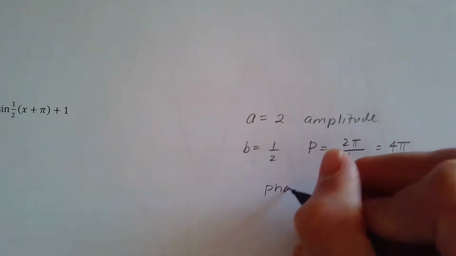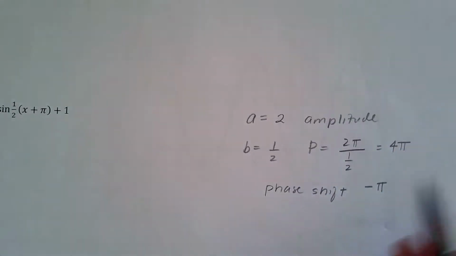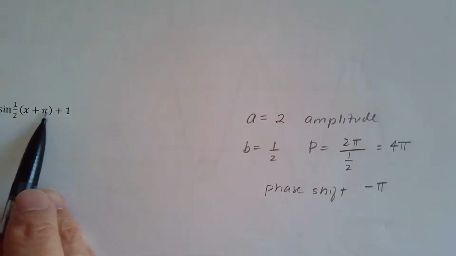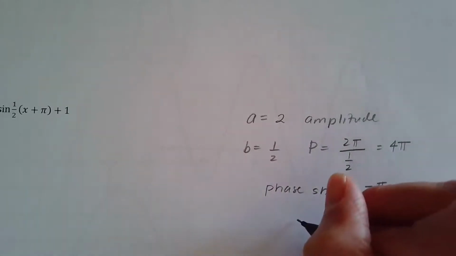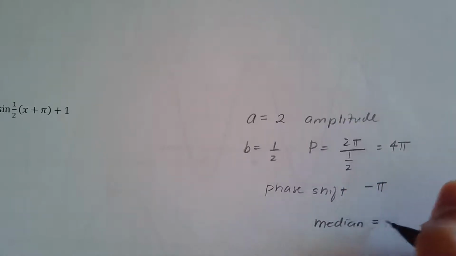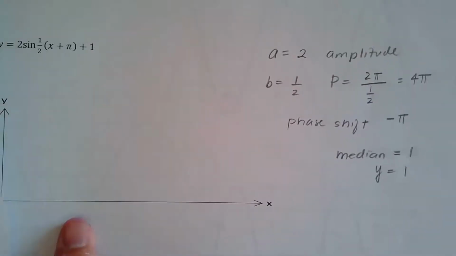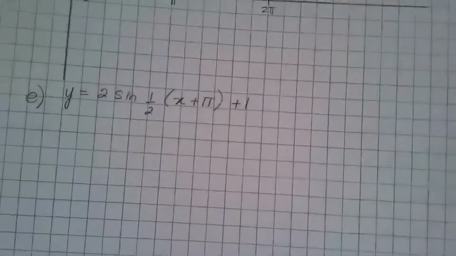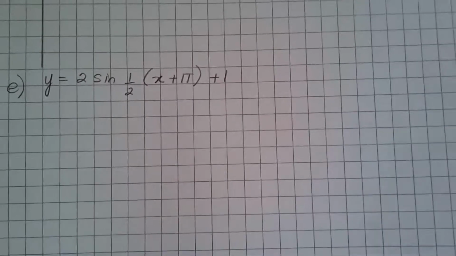Phase shift at negative pi, right? Because it's plus pi inside, that means shifting it to the left pi radians. And then a vertical shift of 1. So that means the median is equal to positive 1, so y is equal to 1. Let's try to do that in here. Now, I could do it on here, but I think it's nice when we do it on a graph paper. Okay, so let's do it on a graph paper. Okay, let me have my thing in front of me.